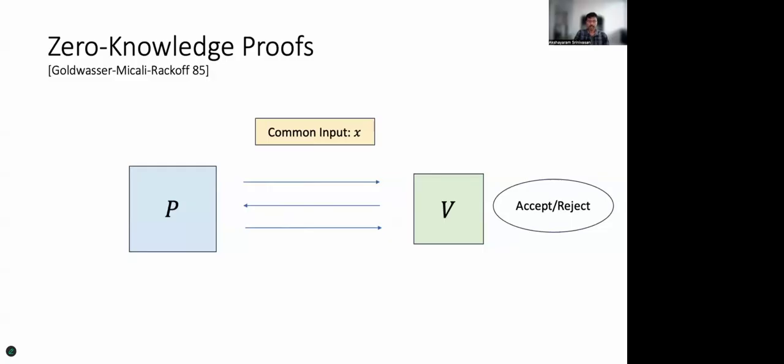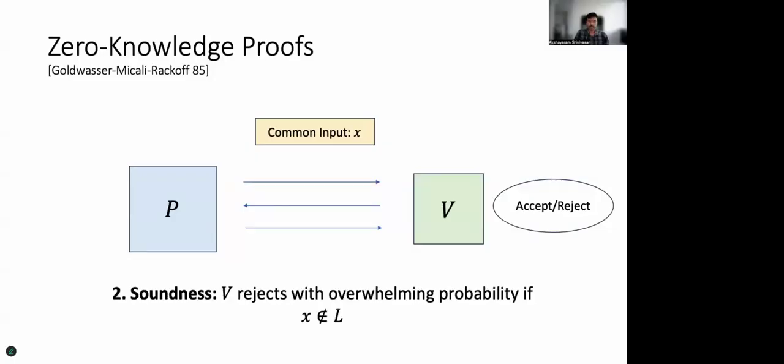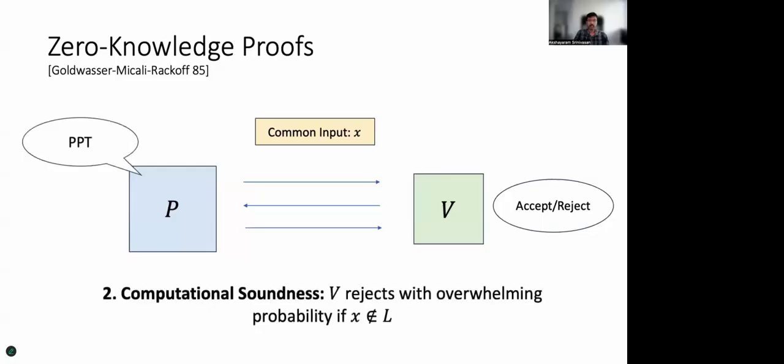We want this interaction to satisfy three properties. The first is completeness, which states that the verifier accepts if X belongs to this language L. The second property is soundness, which requires the verifier to reject with overwhelming probability if X does not belong to the language L. Typically, soundness is required to hold against computationally unbounded provers, but if this requirement holds only against PPT provers, then we have a computational notion of soundness, and such proof systems are called arguments.